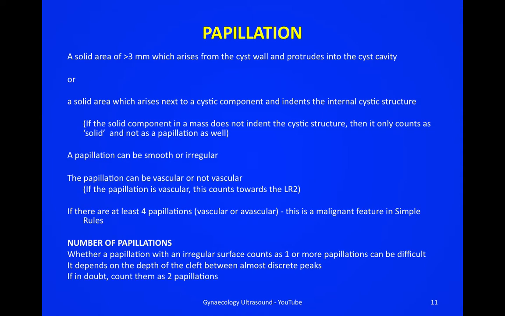Papillation is a solid area of more than 3 mm which arises from the cyst wall and protrudes into the cyst cavity. Or it's a solid area which arises next to a cystic component and indents the internal cystic structure. If the solid component in a mass does not indent the cystic structure, then it only counts as solid and not as a papillation as well. A papillation can be smooth or irregular. The papillation can be vascular or not vascular. But if it is vascular, this counts toward the LR2. If there are at least 4 papillations, vascular or avascular, this is a malignant feature in simple rules.